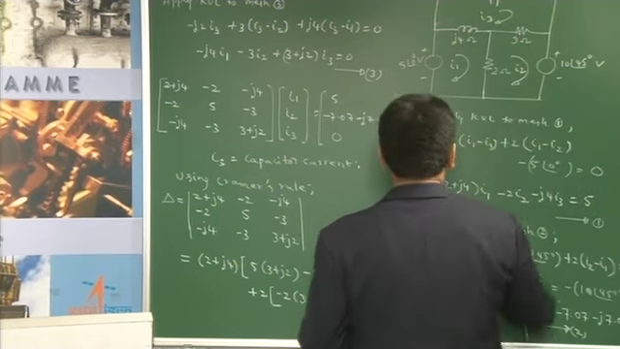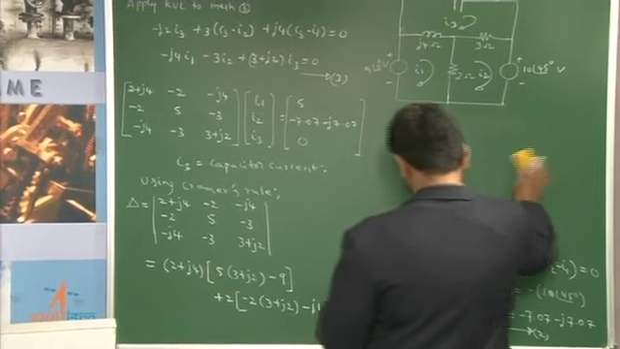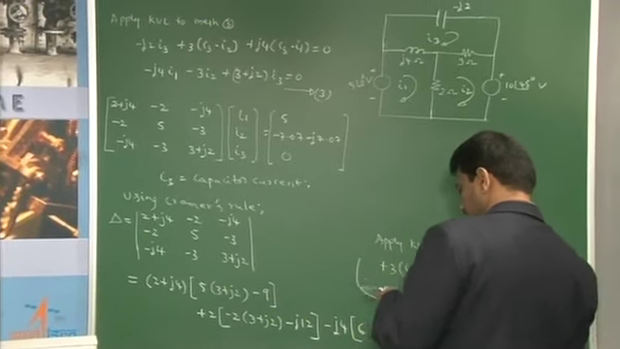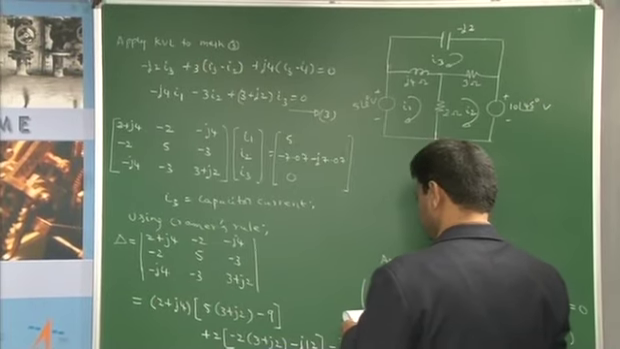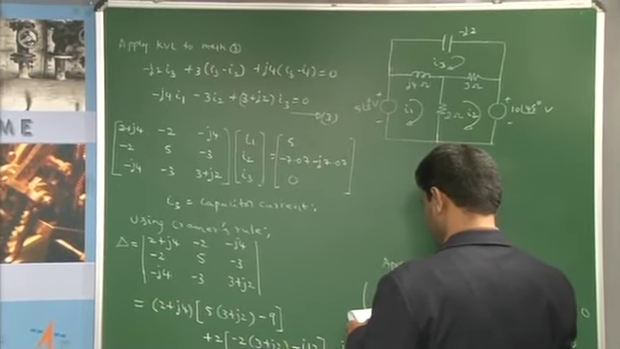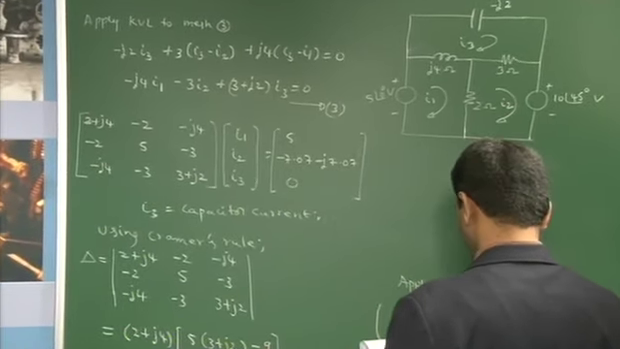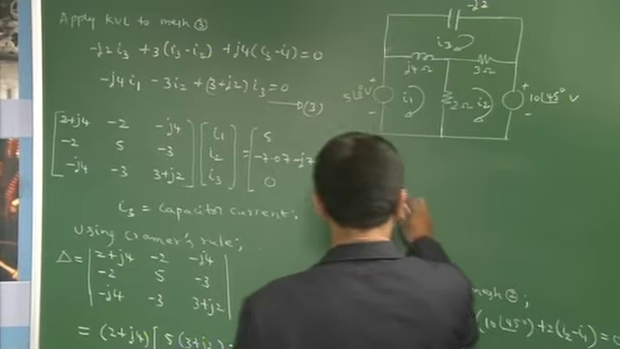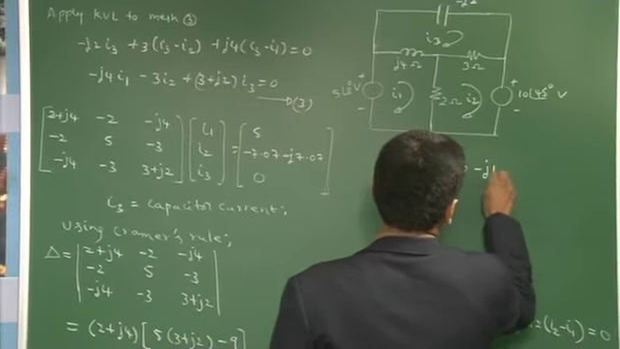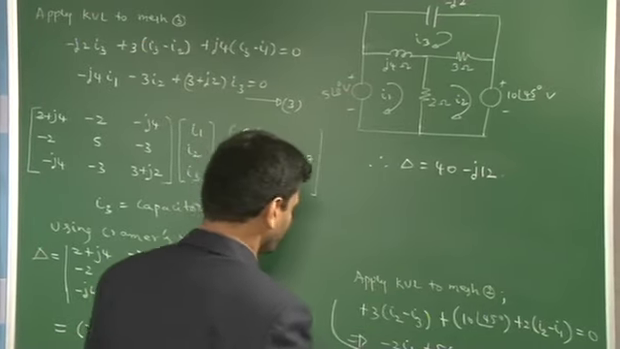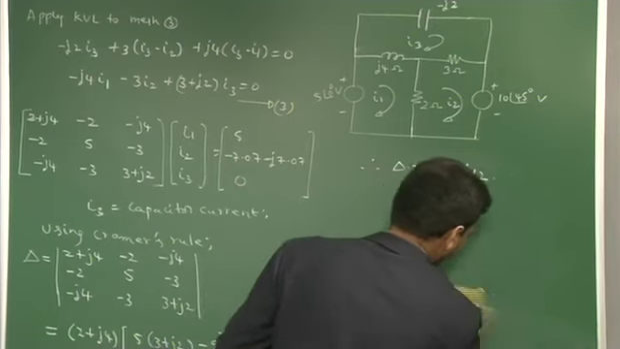Right, so we will see. Plus 2 into minus 2, 3 plus j2. I am just cross checking. So minus j4 into 6 plus j20. So this turns out to be, therefore delta is now equal to 40 minus j12. So we got delta now. So now we need to calculate delta I3.